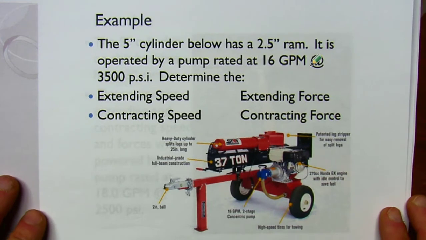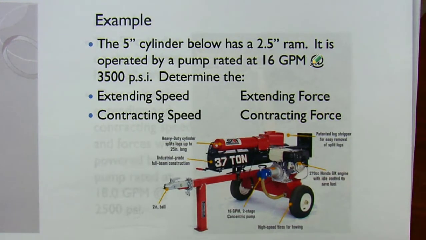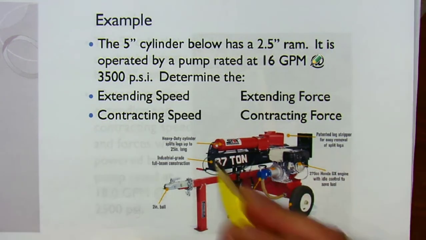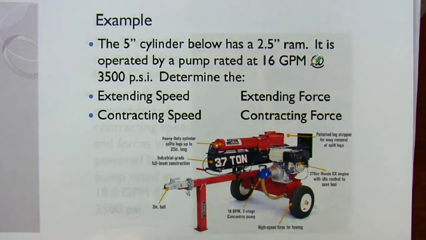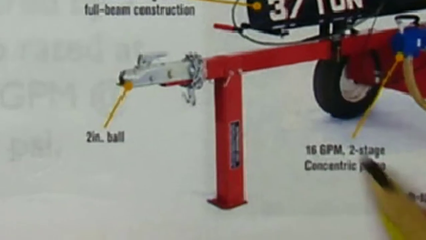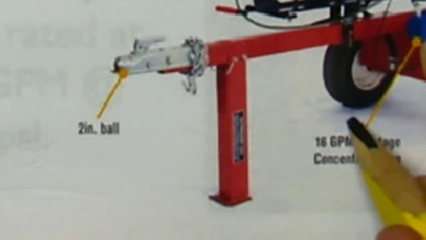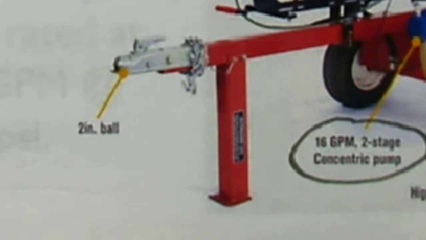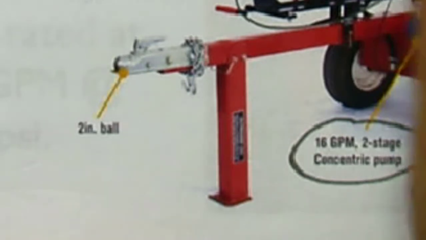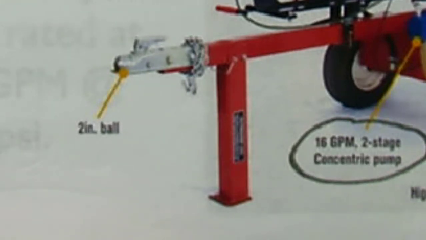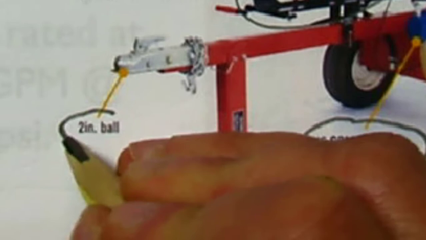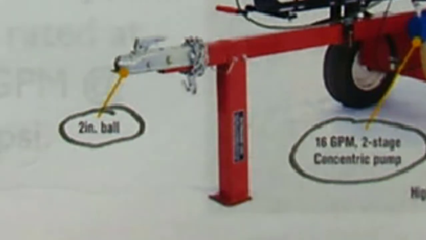Okay, speaking of a log splitter, let's take a look at this one. This one is straight off of Northern Tools website. 37-ton log splitter, supposedly. A couple of things that matter. The first one is this is a 16-gallon per minute two-stage hydraulic pump. And it's a 2-inch ball hitch. No, I'm just kidding. That's not very important.